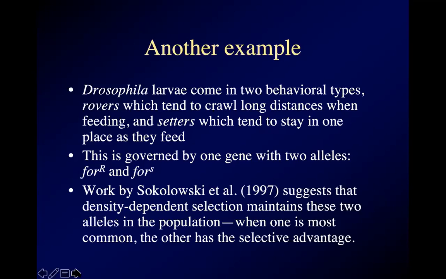And then when the rovers are common, the sitters are favored because the sitters stay in one place and don't spend a lot of energy roving around trying to find new sources of food and possibly failing at it. So when rovers are common, sitters are favored, and when sitters are common, rovers are favored. Selection favors whichever allele is rarer in the population. That's density-dependent selection.